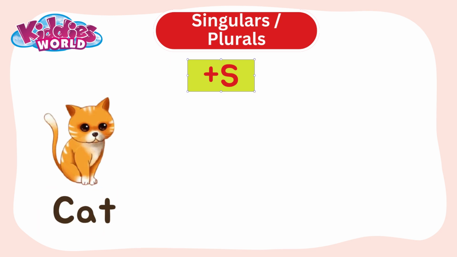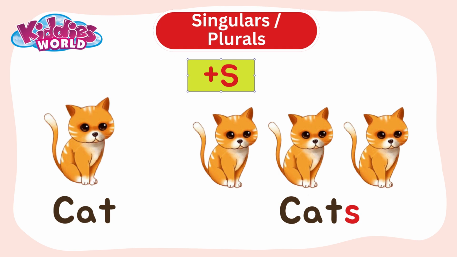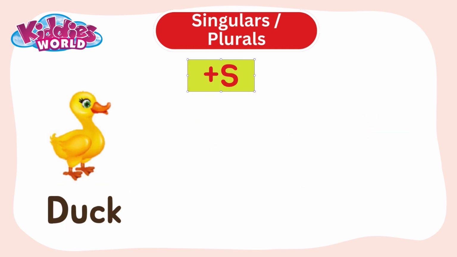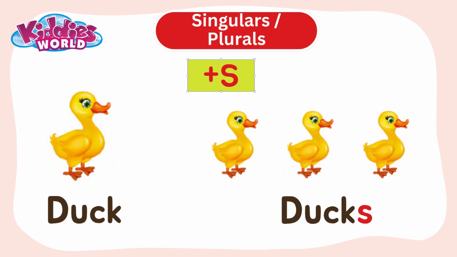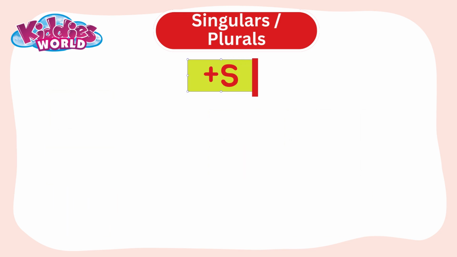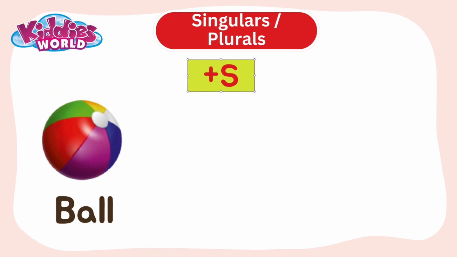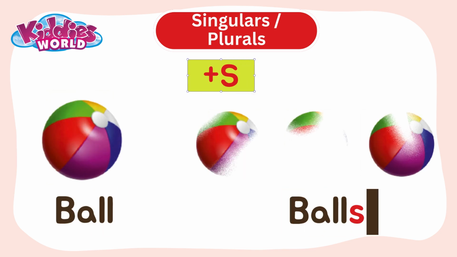This is a cat. If there's more than one cat, we say cats. Great. Here is a duck. If there are more than one, we say ducks. Awesome. This is a ball. When we have more, we say balls.